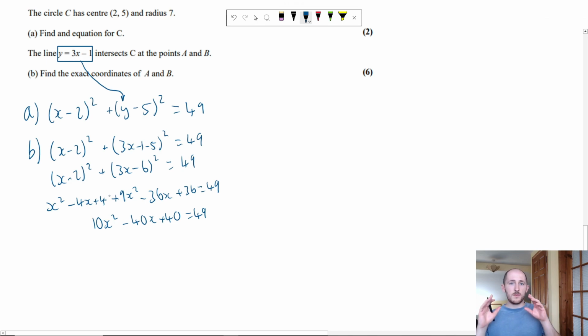Now, of course, when we solve quadratics, remember, you need to move everything to one side. It needs to equal 0. So let's minus 49 from both sides real quick. So we have 10x squared minus 40x, and that's minus 9 equals 0.